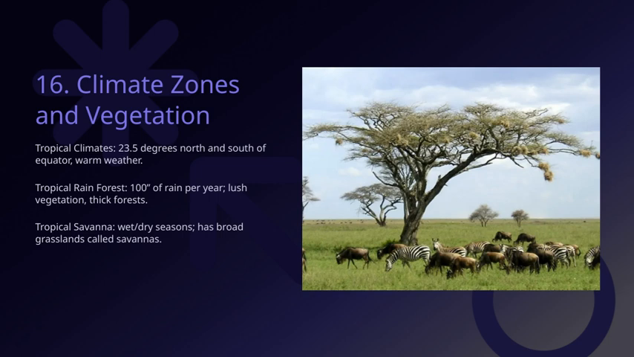This climate receives about 100 inches of rain annually, creating incredibly lush vegetation and dense, thick forests. These forests are some of the most biodiverse places on Earth. Finally, it's important to understand that tropical climates are generally found within 23.5 degrees north and south of the equator. These areas tend to have warm weather year-round, which contributes to the rich, vibrant ecosystems we see there. All these climate zones and their vegetation are interconnected and play a crucial role in shaping Earth's diverse environments.